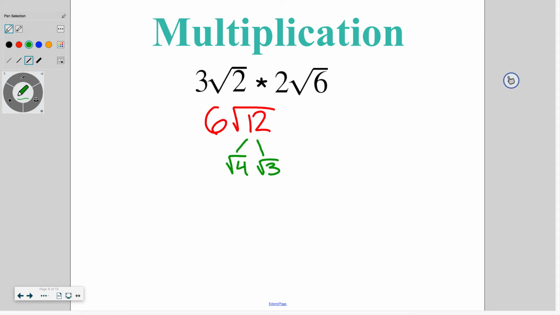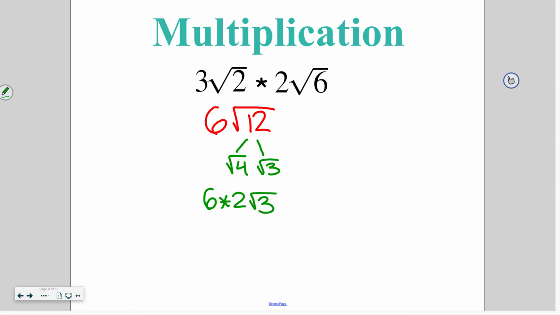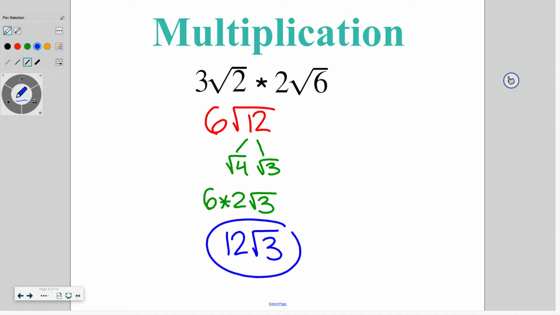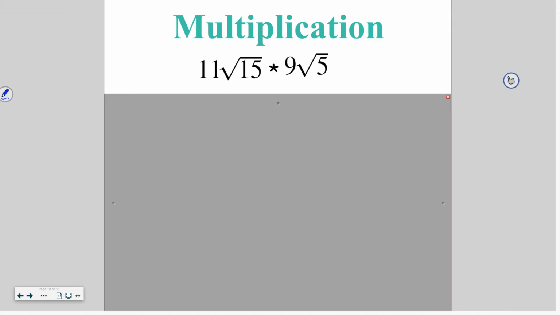So square root of 4 and square root of 3. So now I have 6 times 2, which is the square root of 4, times the square root of 3. 6 times 2 gives me a final answer of 12 square roots of 3. Go ahead and try this one on your own.